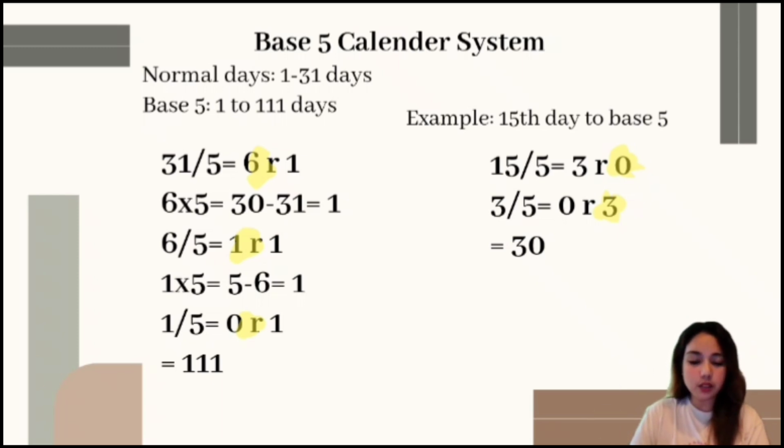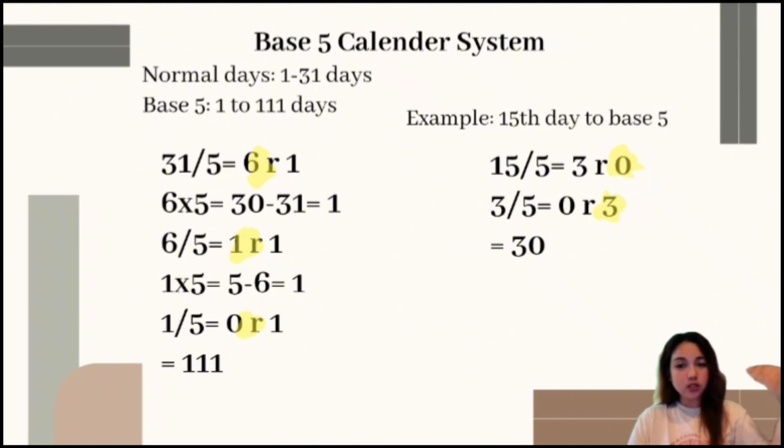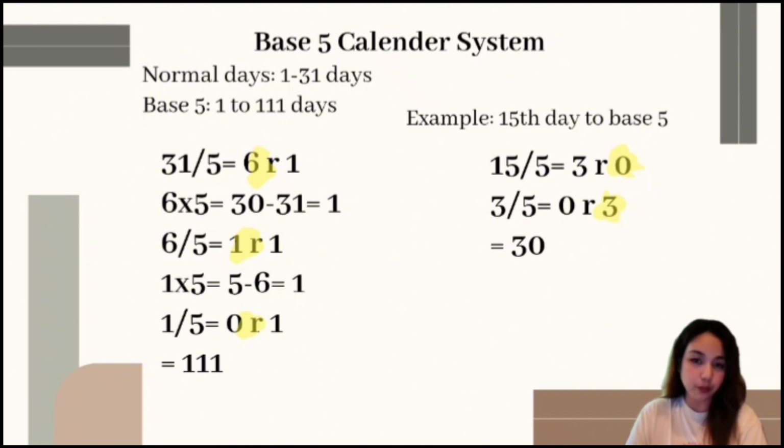Next is 6 divided by 5 is equals to 1, remainder 1 again, because 5 minus 6 is equals to 1. And 1 divided by 5 cannot be, so we will get the number 1 as the remainder and read it upward again, so we will get the 1, 1, 1.